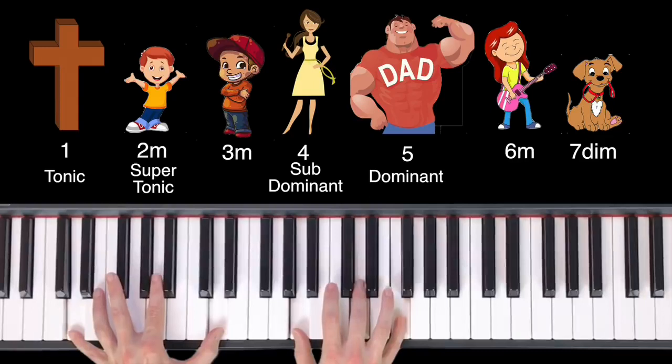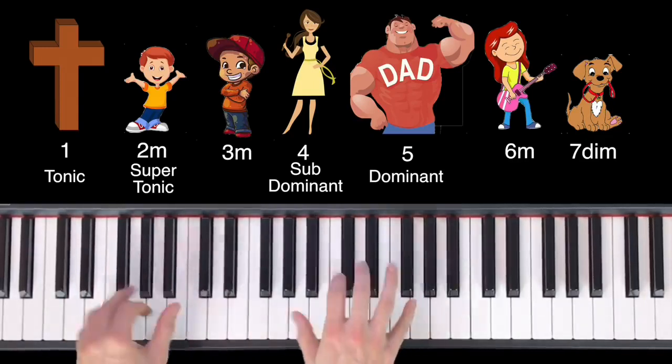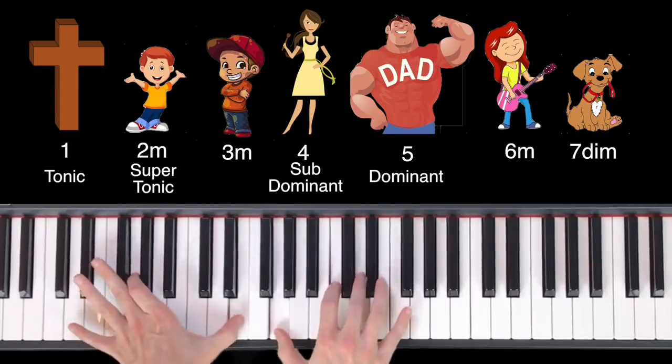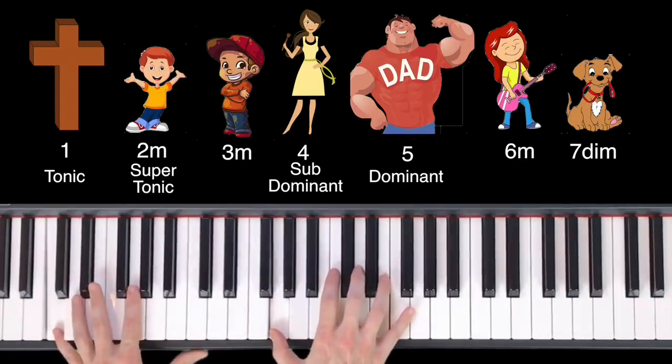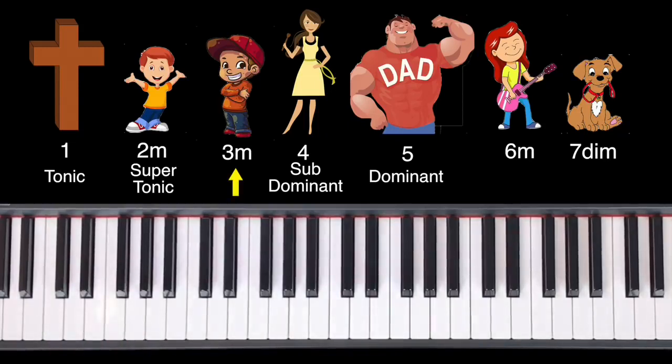There's the 2 chord, or D minor. There's the 5 chord, E, and ending on the tonic, or the 1 chord. Let's take a look at chord 3.